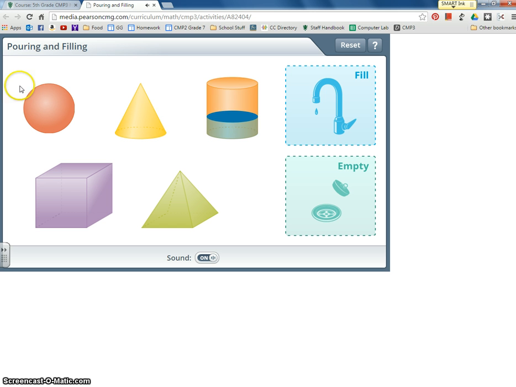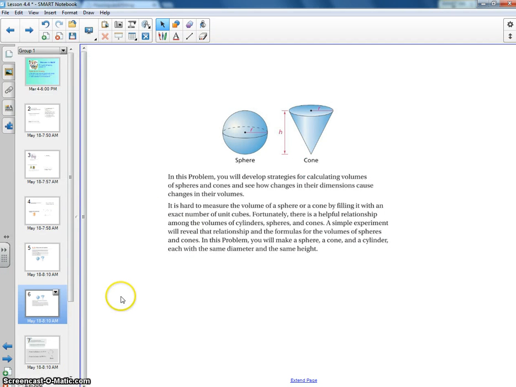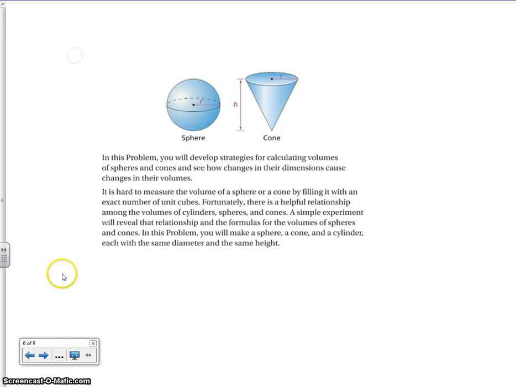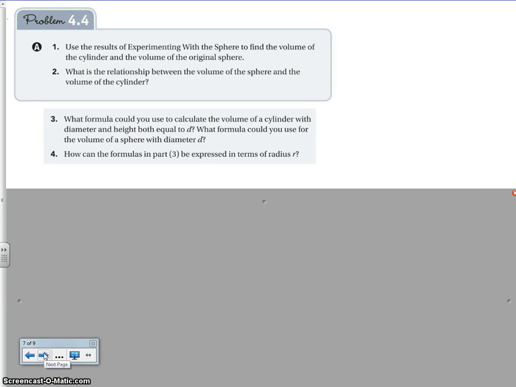If you look at the relationship between what we saw with the sphere, the cone fills 1/3 of the volume of the cylinder. So using that information, we'll come back here and talk. Using the results of experimenting with the sphere to find the volume of the cylinder and the volume of the original sphere, if we had numbers to go with that, you could test it out.